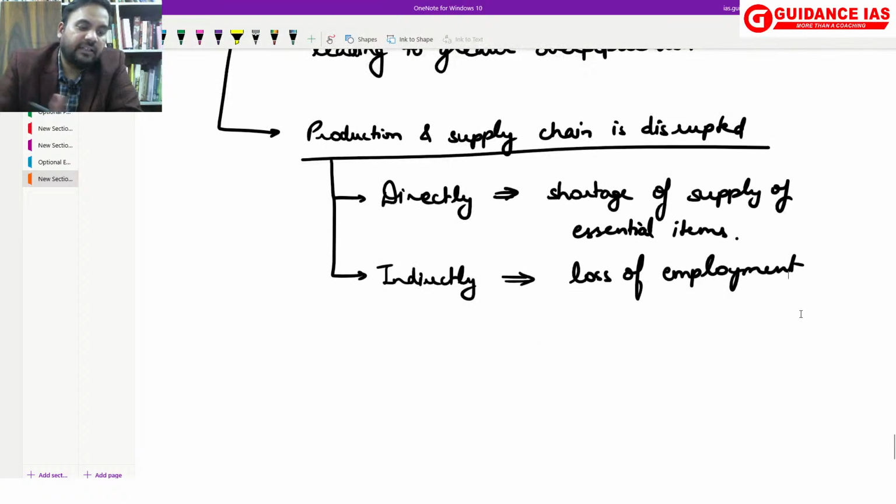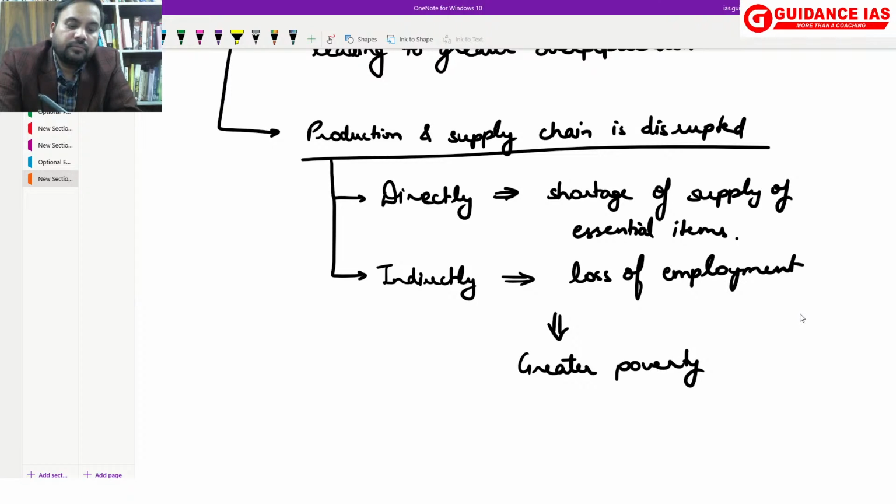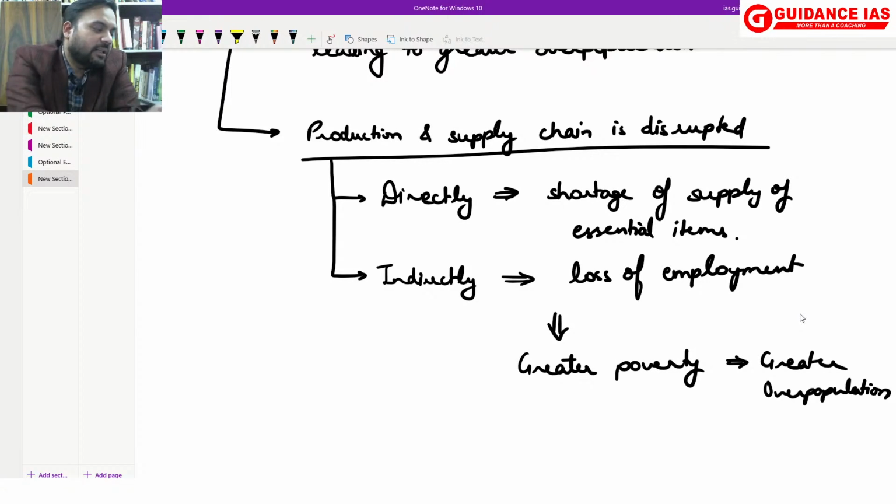So can I say again, all these factors are leading to what? Greater poverty and thus greater overpopulation. You can take the factor of consumption also.